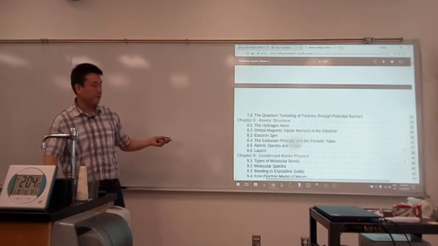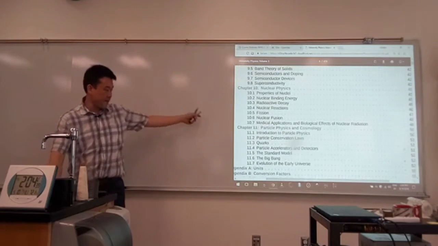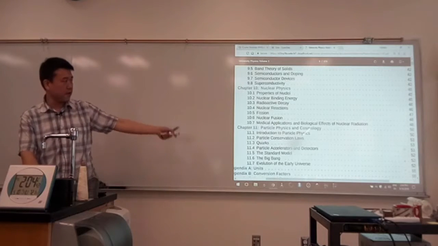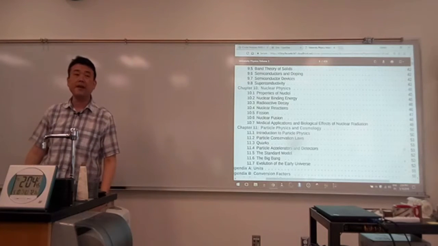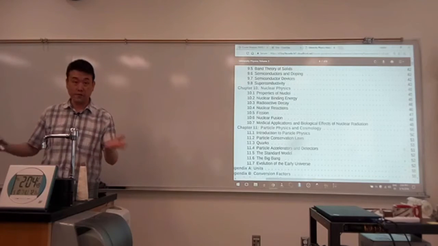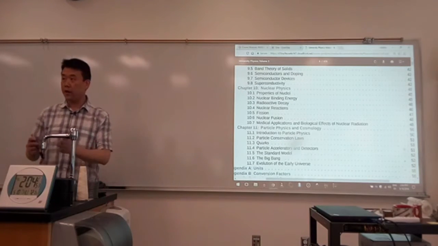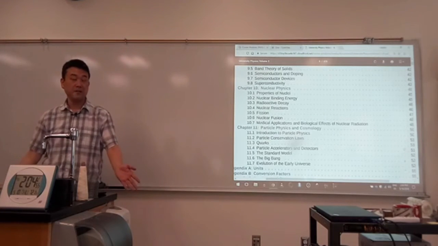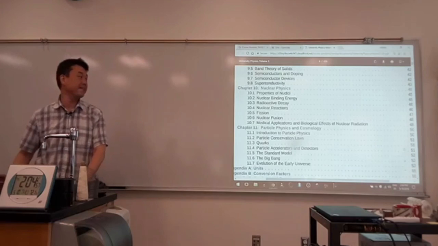I just want to lay that out at the beginning so that you don't over-focus on chapters 10 and 11. As interesting as they are, this is not a particle physics, nuclear physics class. It's a modern physics class, and the core elements of modern physics are special relativity and quantum mechanics, mostly non-relativistic quantum mechanics.